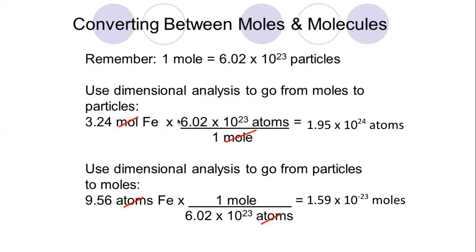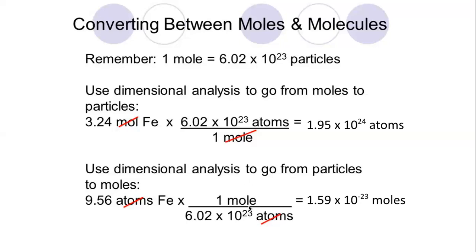And what this is telling us is that in this amount of iron, so 3.24 moles of iron, we actually have 1.95 times 10 to the 24 atoms of iron in that volume. And you can also do the opposite. You can go from particles to moles. So if someone tells you you have 9.54 atoms of iron, now we have to flip that equation.